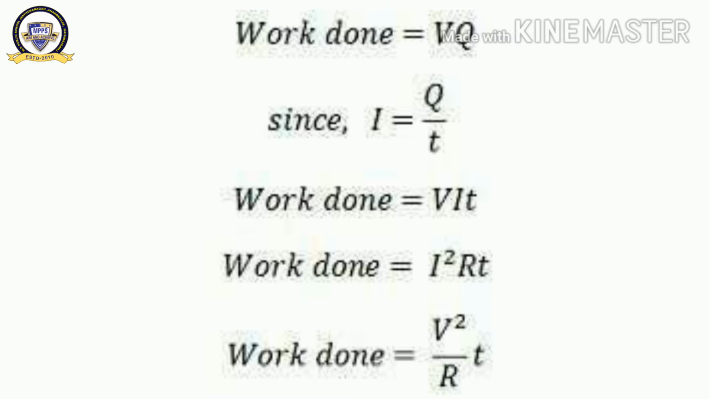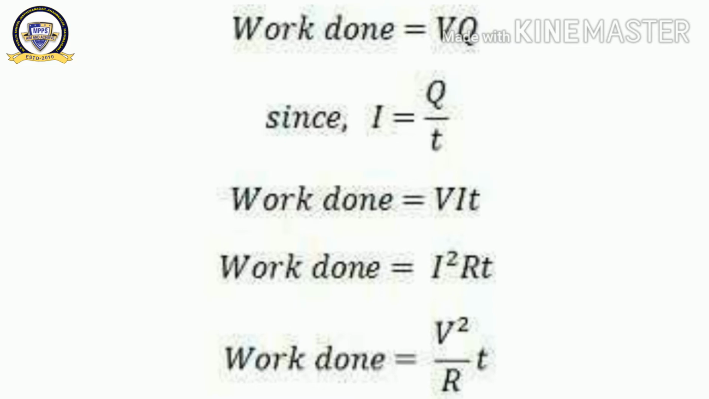So we can deduce a formula for the work done from potential. Since I, meaning electric current, is equal to charge upon time, that I can be put in the term of work done, meaning work done is equal to VIt, and then after we can have two more formulas.